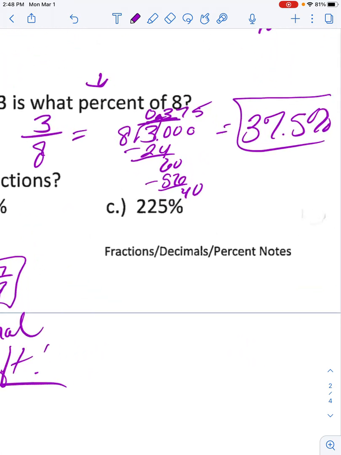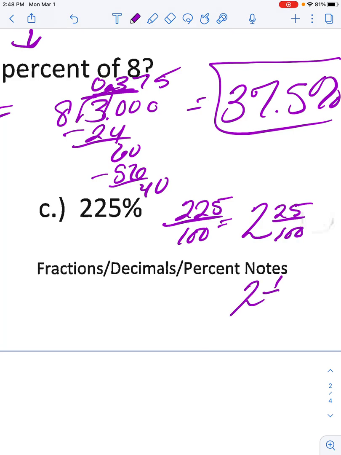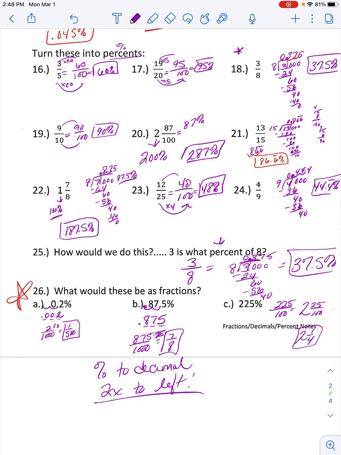And then 225%, that one doesn't have a decimal in it. You can think of 225% out of 100, right? That's 2 wholes and 25 hundredths, which simplifies to 2 1/4. Okay.